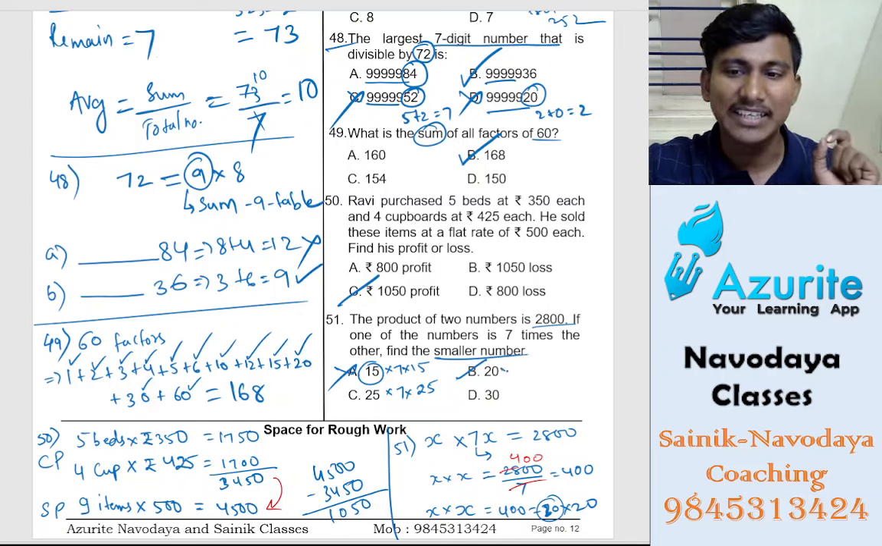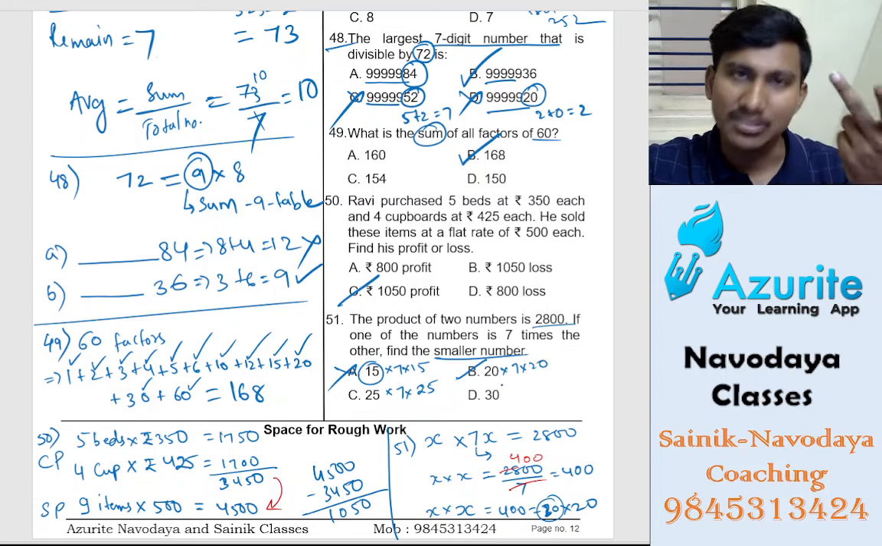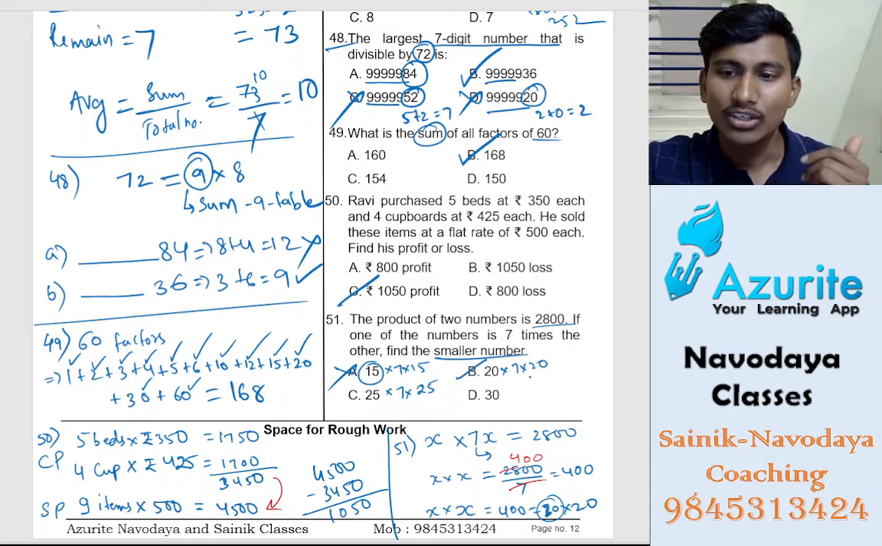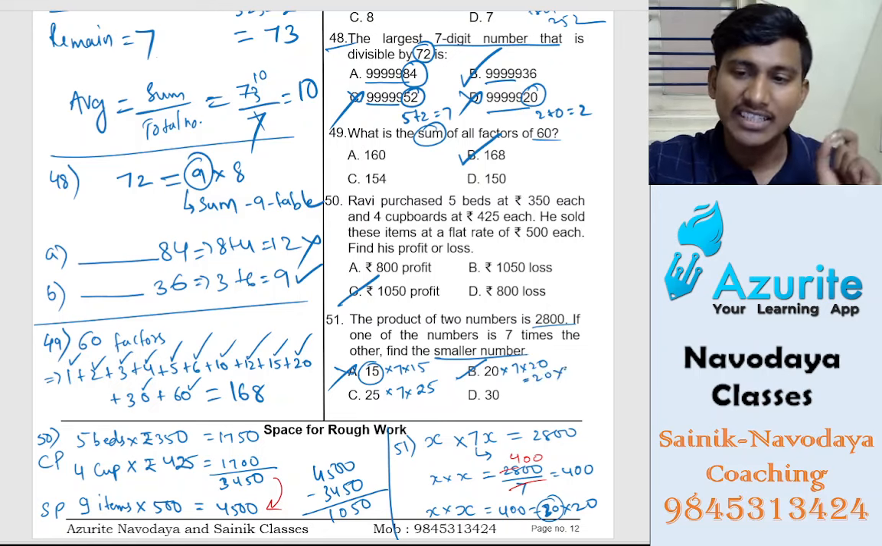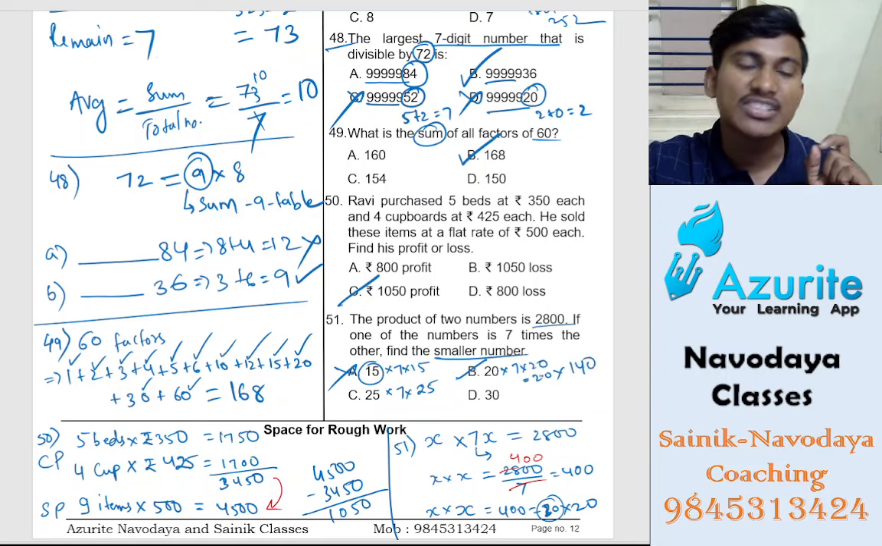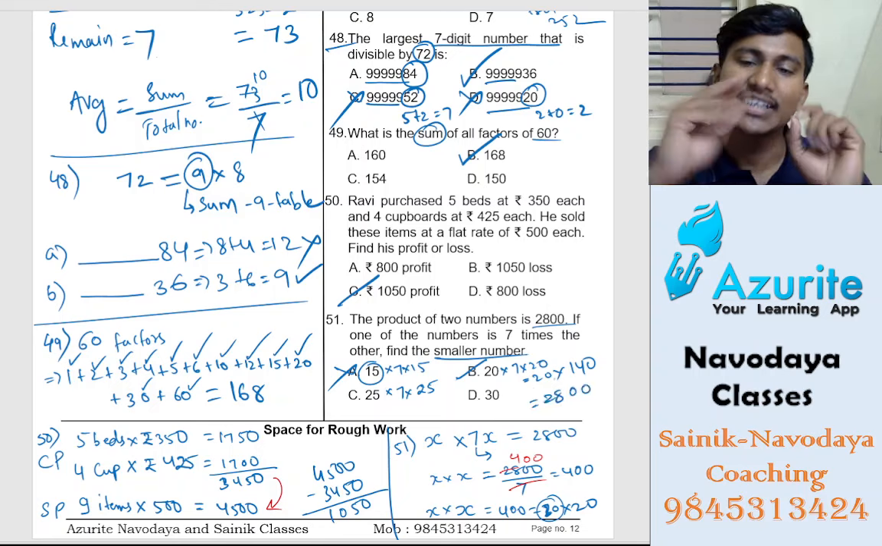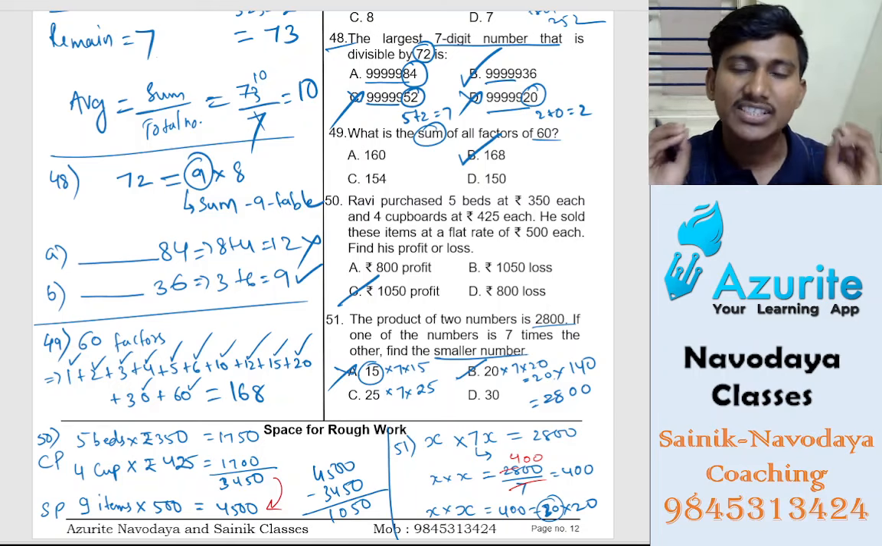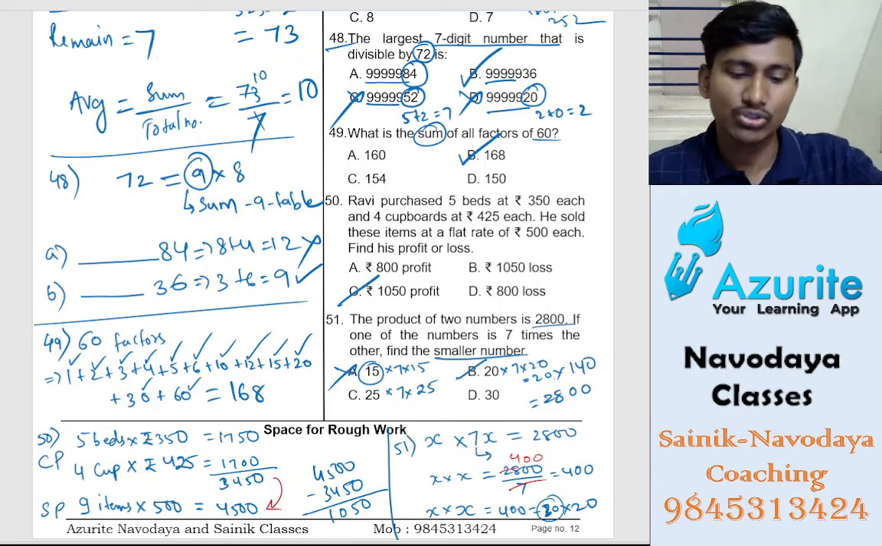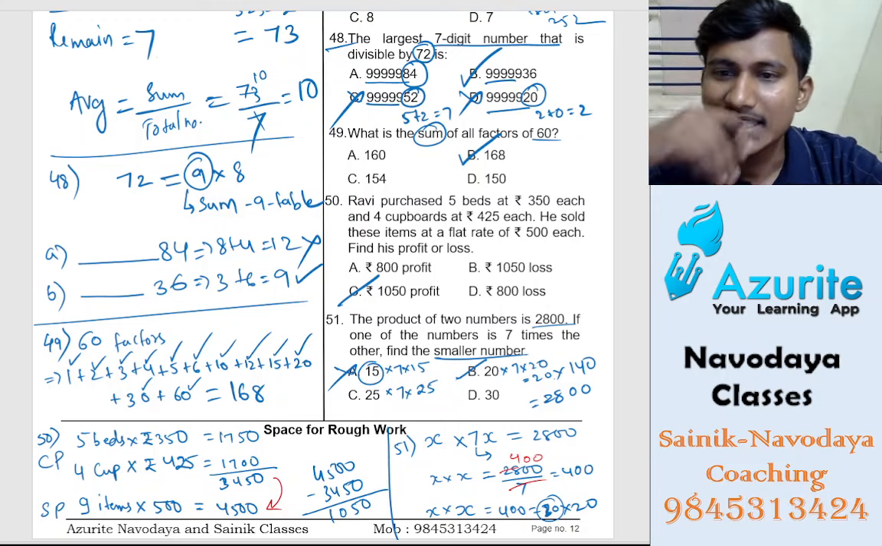But if you multiply here 7 times 20, that is 7 times the other number, how much is it? 20 into 7, 2 7s are 14, so 140. Then 14 2s are 28, plus 2 zeros, so you will get 2800. That is why the answer is option B here. Okay, you can go with options also. Understood, students?